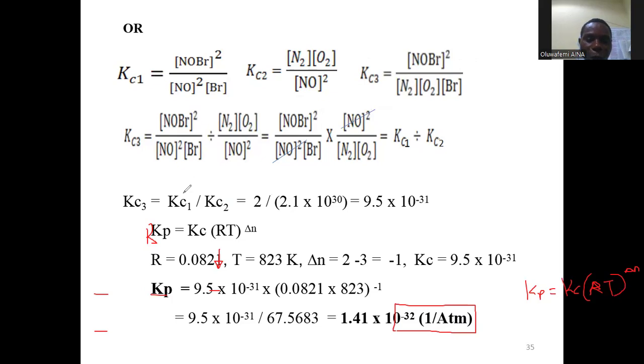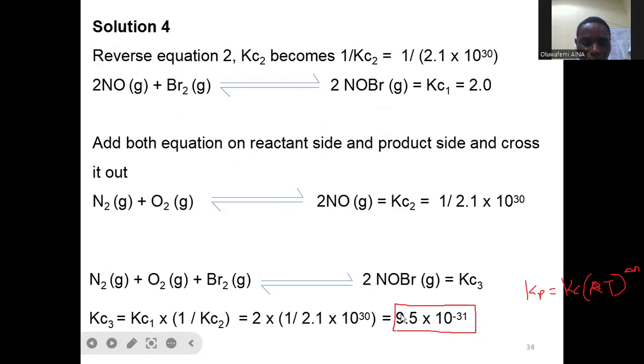Now you have your KC3 equals KC1 and all that. So we have done this, and then you got this. You can now substitute the value you got in Kc into your formula. Don't forget this is the value you got there. So you substitute into your formula.